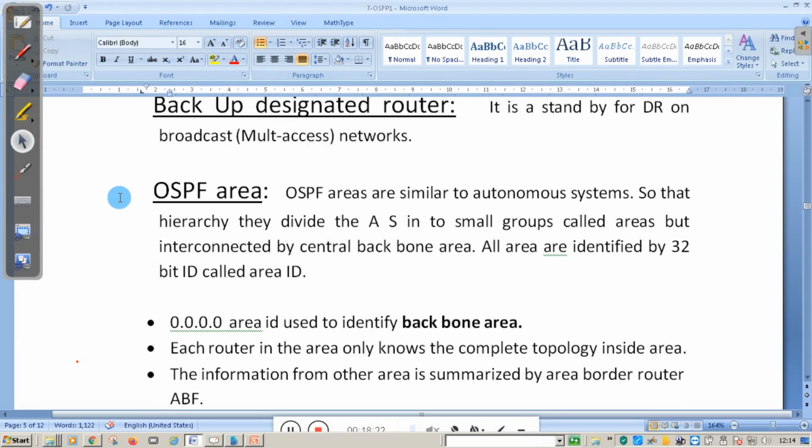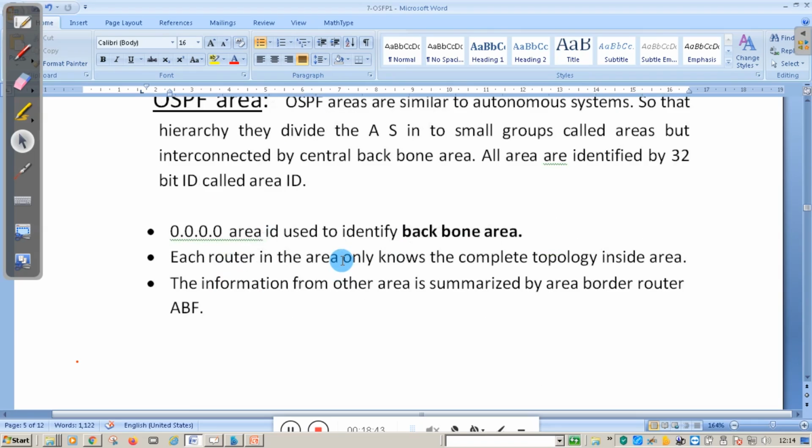Now, OSPF areas are similar to autonomous systems. So we have one more concept here, called the OSPF area. We know autonomous systems are divided into a number of areas, or partitions, and each area is given a particular ID, called the area ID. It is a 32-bit identifier. Then 0.0.0.0 as an area ID is used to identify the backbone area. You should know this point also. What is a backbone area? I have already told you, the backbone area is the area where all the different areas are interconnected.